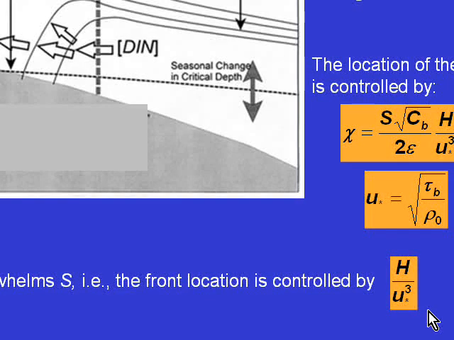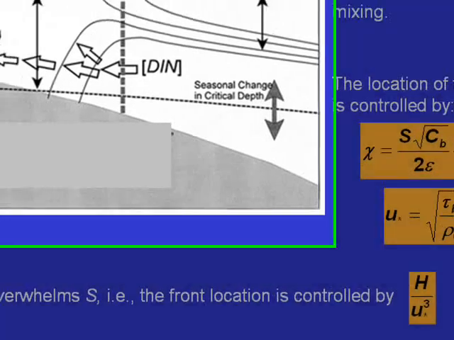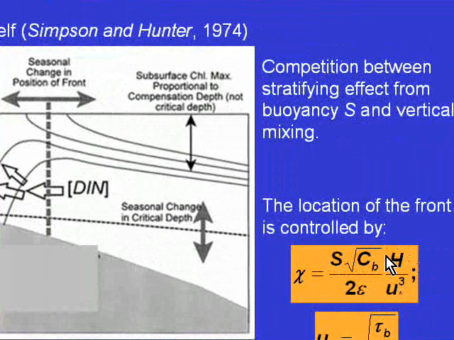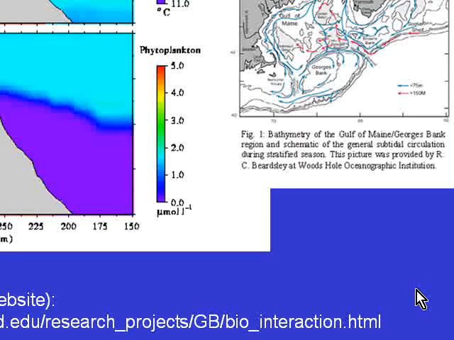Okay, so now let's talk about the mixing fronts. These are like the ones that we mentioned before when we talked about the competition between mixing and stratification. So they develop over regions of sharp bathymetry change, and if you have strong tidal currents in this area, those strong tidal currents will mix the water column here and will leave this area stratified, so you get a mixing front right here. And the position of the front depends on the ratio of H over U cubed. That's the main idea of this. And hopefully you can see this. Oh yes, you can. Good.